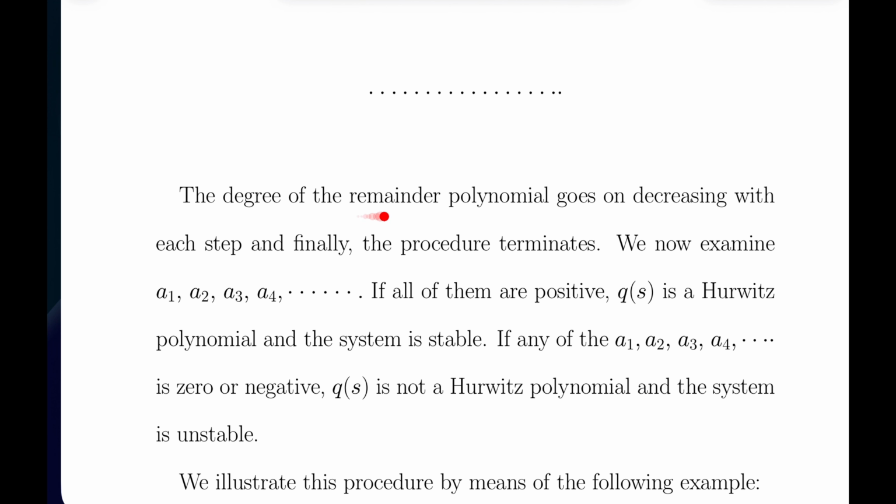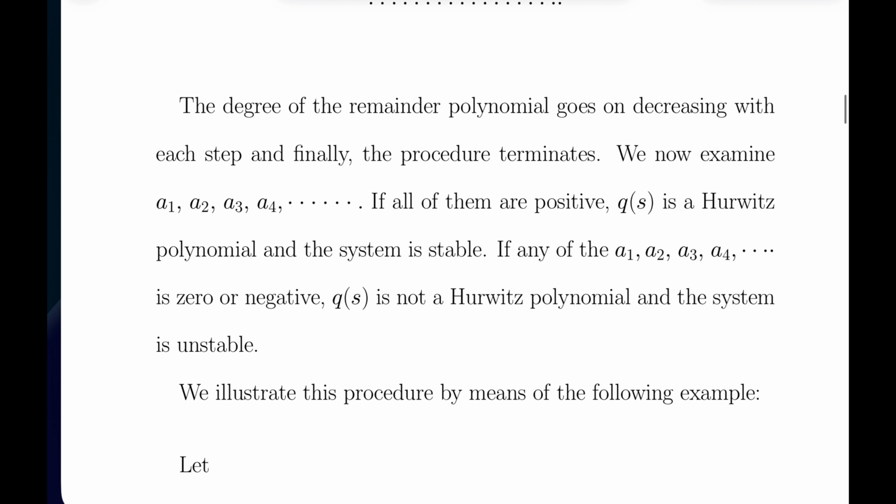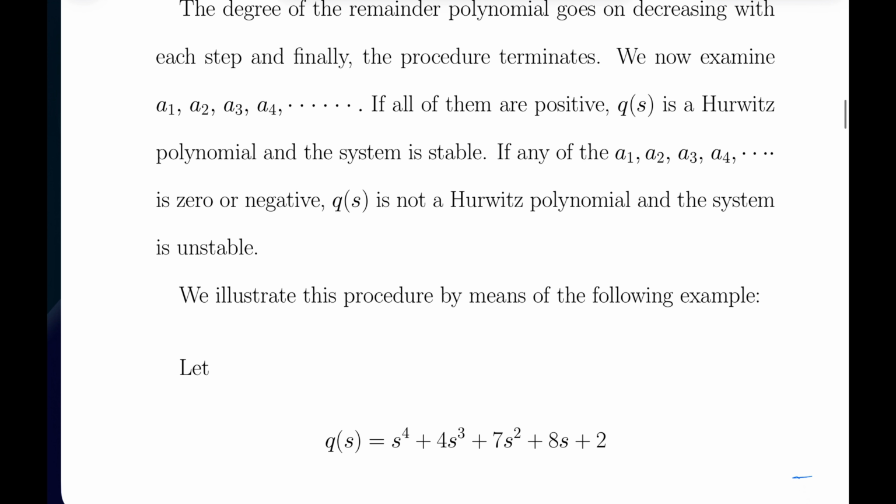The degree of the remainder polynomial goes on decreasing with each step, and finally the procedure terminates. We now examine a1, a2, a3, a4 and so on. If all of them are positive, Q(s) is a Hurwitz polynomial and the system is stable. If any of the coefficients a1, a2, a3, a4 is 0 or negative, Q(s) is not a Hurwitz polynomial and the system is unstable. We illustrate this procedure by means of the following example.